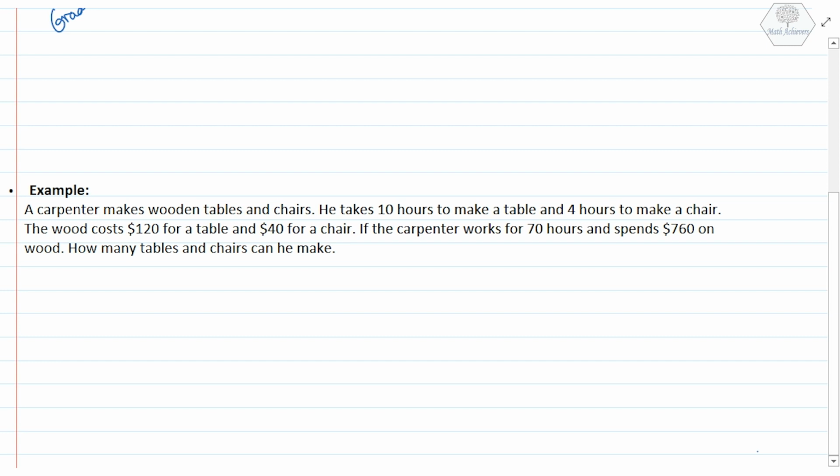he make? The first thing in solving any problem is to identify our variables. Since the unknowns are the number of tables and the number of chairs, we can set x to be equal to the number of tables and y to be equal to the number of chairs.